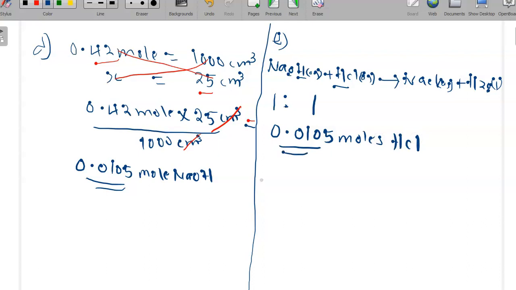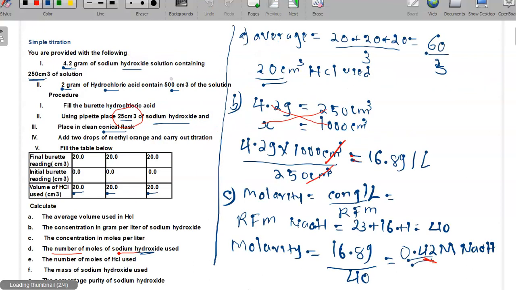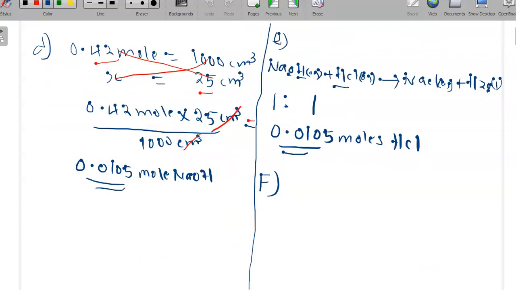Part E. Then we have F. If we go to the previous page, part F is asking the mass of the sodium hydroxide used. So how do you get the mass of the sodium hydroxide used? Mass is equal to number of moles times RFM. Number of moles times RFM.